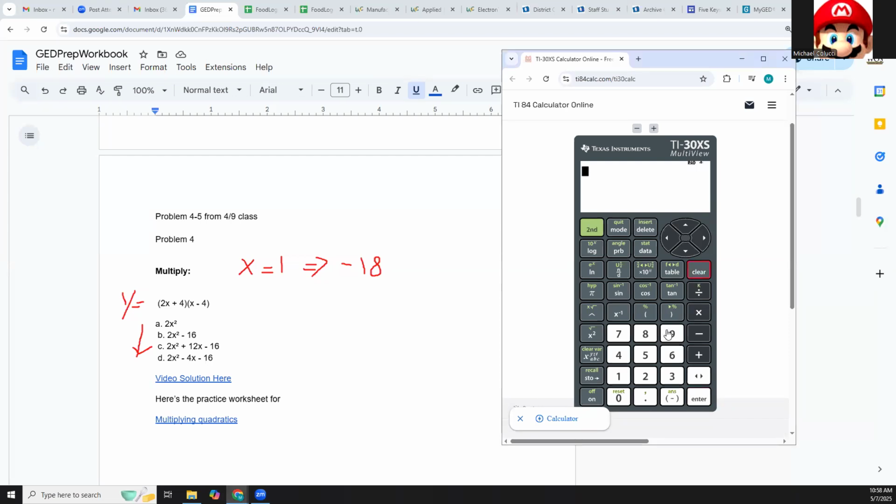This first one here, 2 times 1 squared. Nope. This one put out a 2, so it can't be A. Two times 1 squared minus 16. These are those order of operation problems that we were working on, but the calculators are going to do it for us. Negative 14.